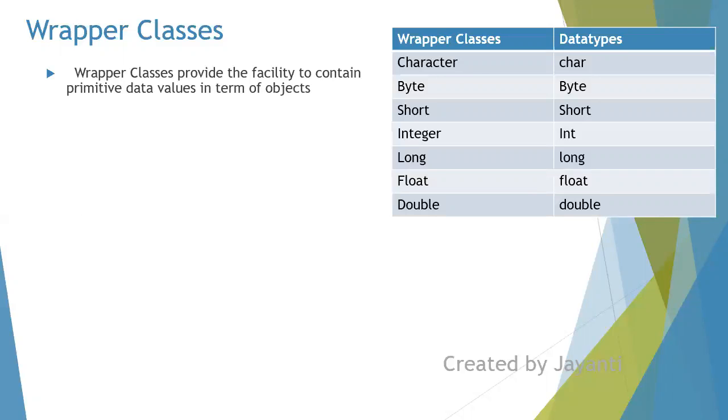So what is a wrapper class? Basically it gives you a facility to contain the primitive data value in terms of an object. So when you are dealing with objects, imagine there is an object containing integer data, and I need to add two integers, and those two integers are objects.